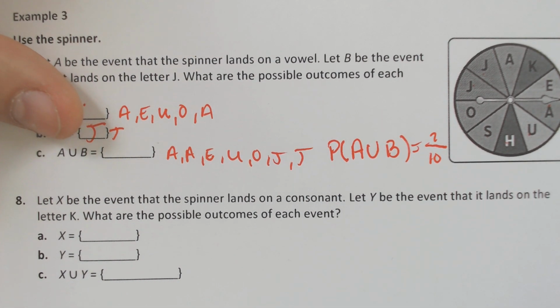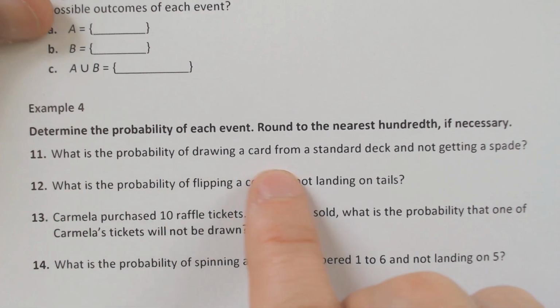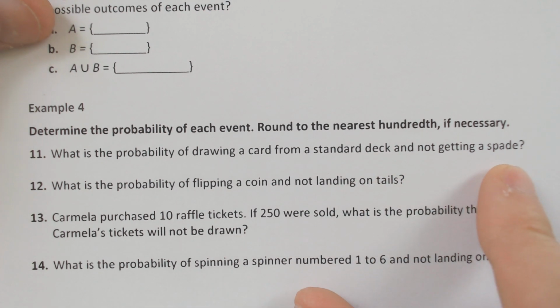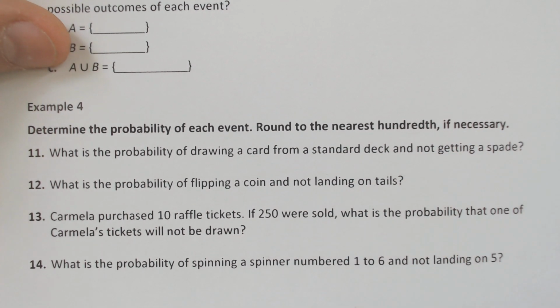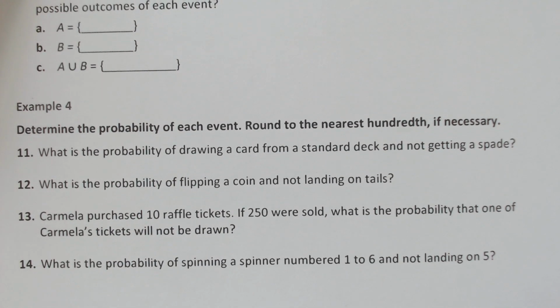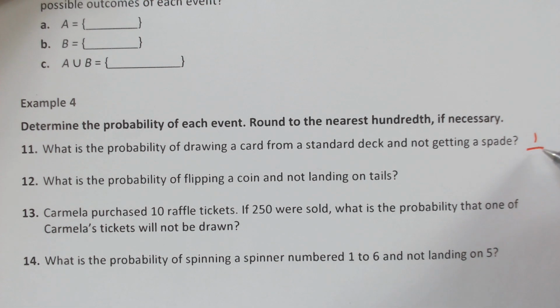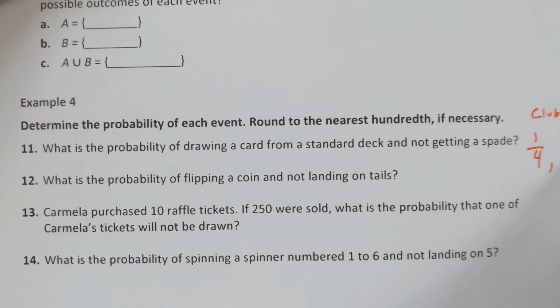Let's do another probability. Here we go. What is the probability of drawing a card from a standard deck and not getting a spade? The not getting a spade implies that you can do one of 2 things. You can either find the probability of getting a spade and subtract it from 1, or you could find the probability of just not getting a spade. Well, you could get a club, a diamond, or a heart, and you have a 1 out of 4 chance of getting a club.